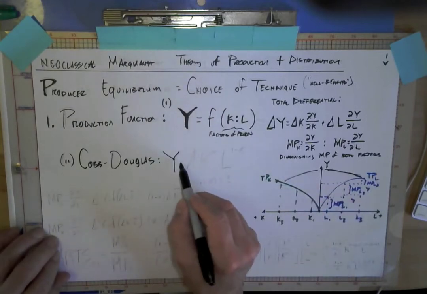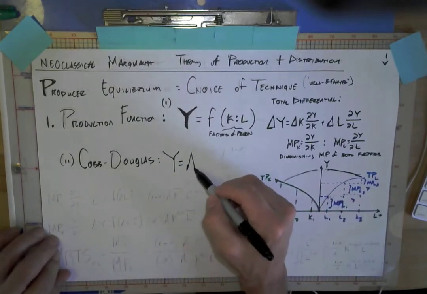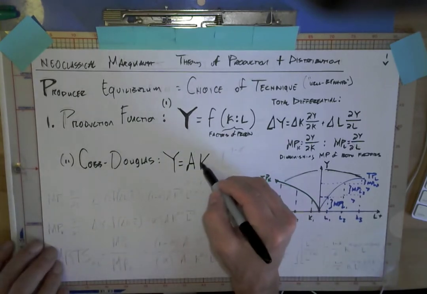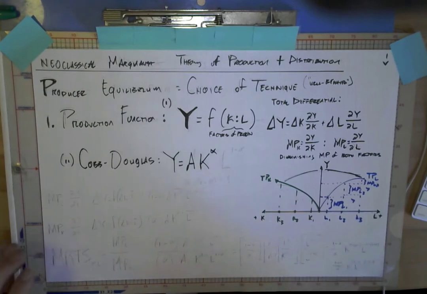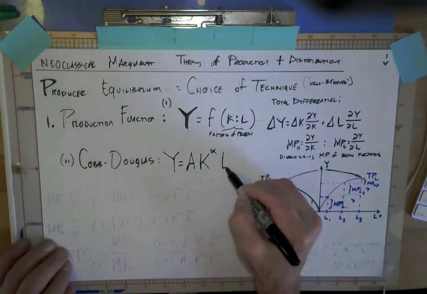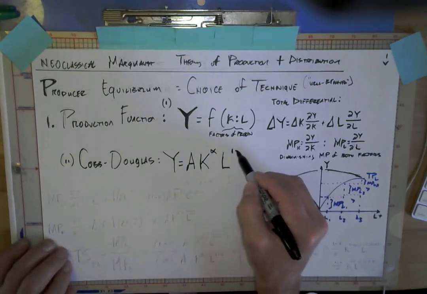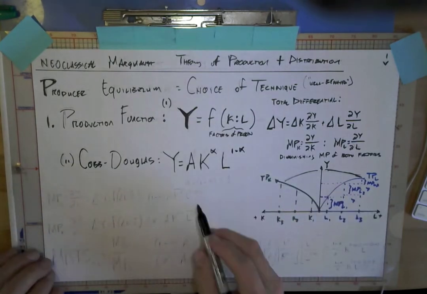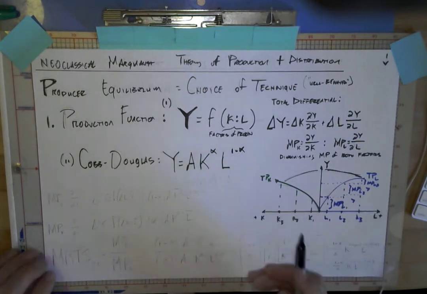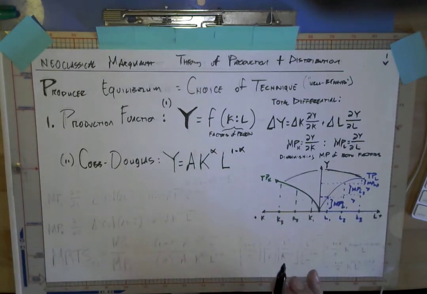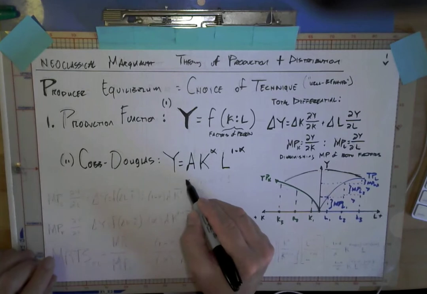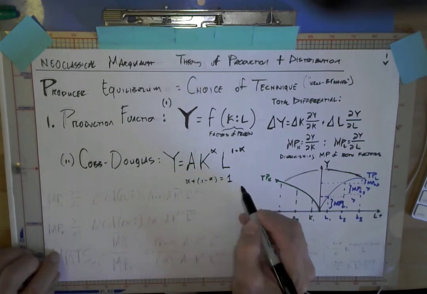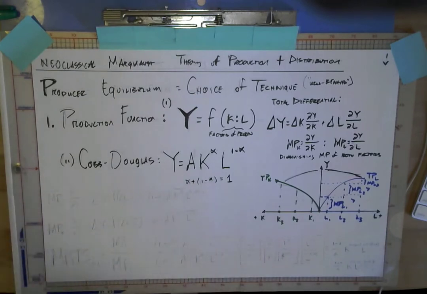This says that output is going to be a function of some shift parameter A, capital input raised to the alpha power, and labor input raised to the 1 minus alpha power. The property of the Cobb-Douglas production function is that the sum of the exponents of the different factors is always equal to 1. So alpha plus 1 minus alpha is, of course, equal to 1. That's going to be the assumption of the Cobb-Douglas.